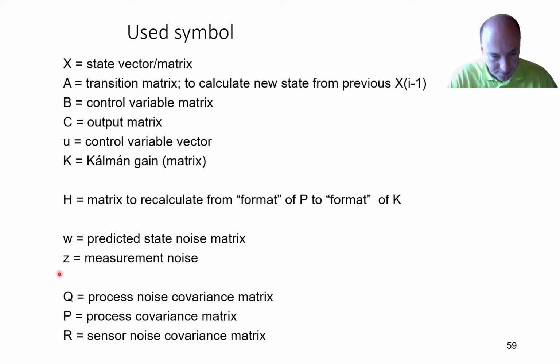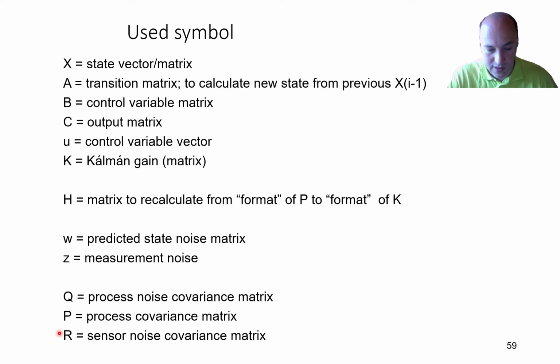And the last three symbols here, Q, P, and R, those symbols will be matrices that will tell us something about the calculation and about the measurement. So I'll probably start with the matrix R. Matrix R is the so-called sensor noise covariance matrix. And matrix R will tell us what is our trust in the measurement. So what is the variance of our signal?